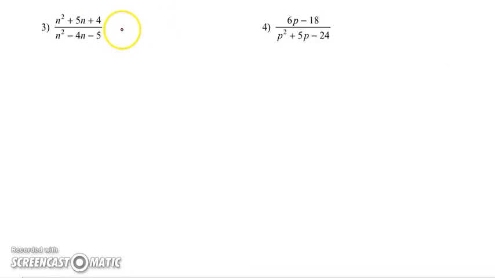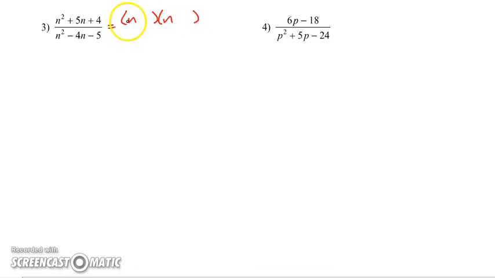Okay, looking at number 3 here, I've got n squared plus 5n plus 4 divided by n squared minus 4n minus 5. And I'm going to factor the top. I've noticed that the top here is n squared, something n and a number. I could factor that with sum and product factoring, hopefully.